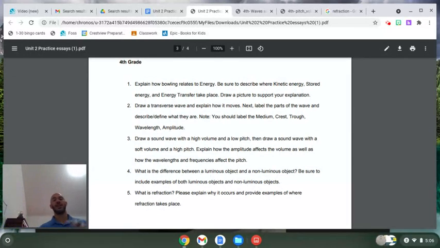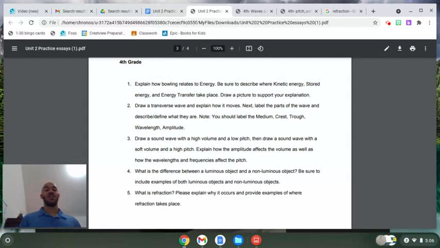So question number 1, explain how bowling relates to energy. Be sure to describe where kinetic energy, stored energy, and energy transfers take place, and then draw a picture to support your explanation. In order to do this, you're going to have to understand what those 3 terms are.